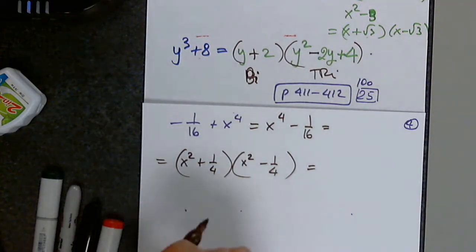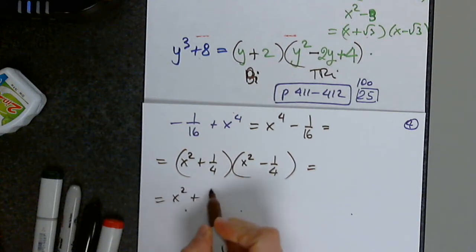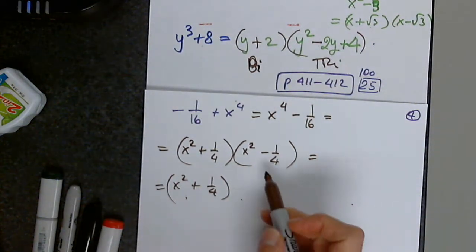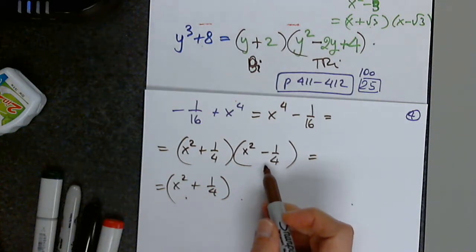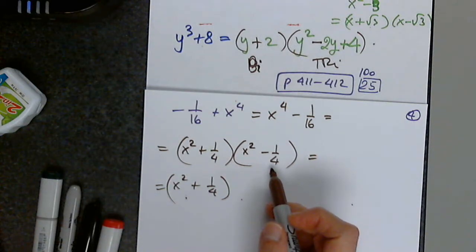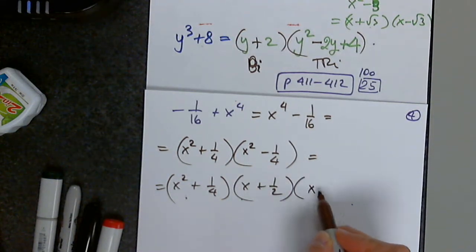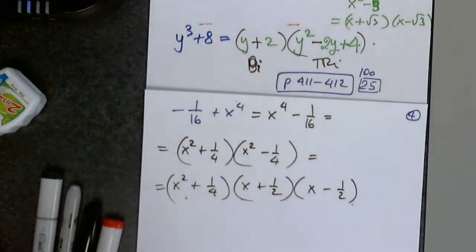So then, x squared plus 1/4 cannot be further factored. It's a sum of squares. But I can further factor this. And how? Very good. X minus 1/2. Perfect.